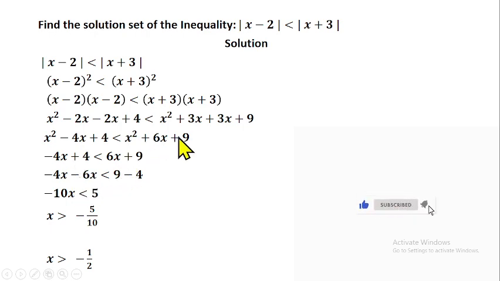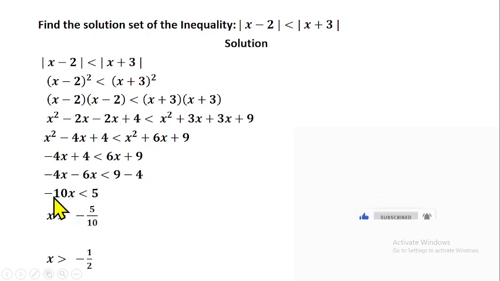Then less than 9. Then this one comes here, becomes minus 4. So we have minus 6, minus 4s, minus 6 here. That gives us minus 10x. 9 minus 4 gives us 5. So we have minus 10x less than 5. So we can divide both sides by minus 10 to get our x here.